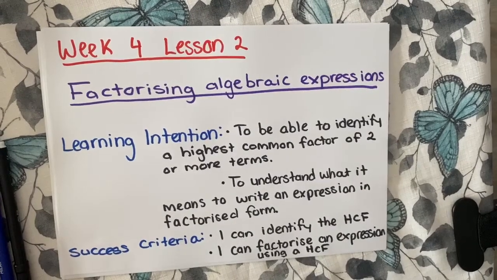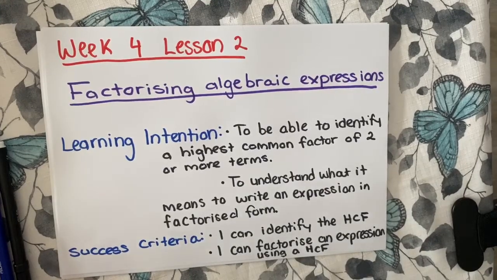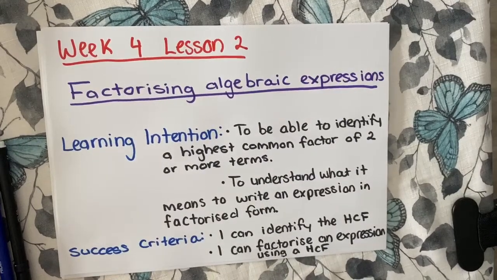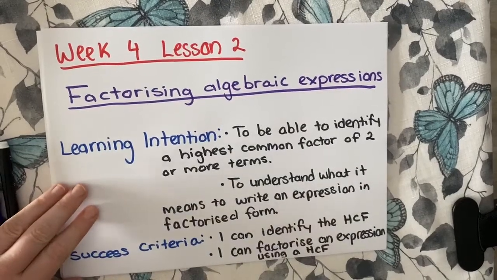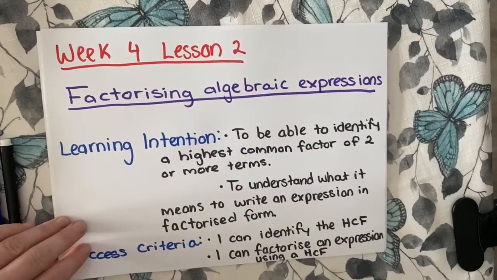So for this one, we are looking at beginning factorising algebraic expressions. So basically, we're undoing what we have done previously with expanding. The learning intention of this lesson is to be able to identify a highest common factor of 2 or more terms, and to understand what it means to write an expression in factorised form. By the end of this, hopefully you can identify the highest common factor and factorise an expression using the highest common factor. So let's just do some notes.